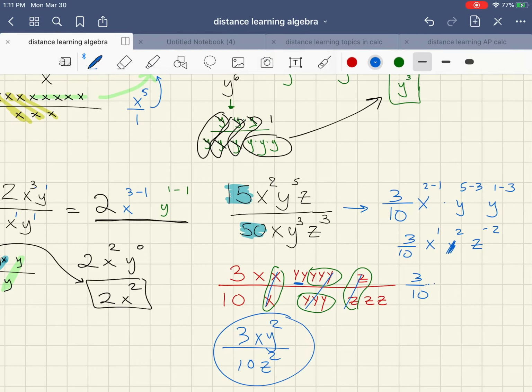3/10 times anything that is an x, is a positive exponent goes in the numerator. Anything that's a negative goes into the denominator as a positive. And I end up getting the same exact thing.